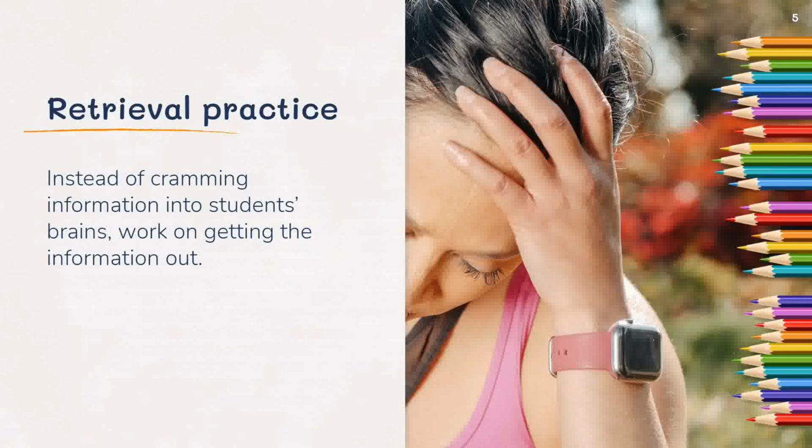Well, what neuroscience has taught us is that rather than trying to cram information into students' brains, we actually need to work on getting it out. Because a lot of these students know these things because they have been taught it in the past. And when they look at you blankly, that doesn't mean that they weren't taught how to do certain things in math, that they weren't taught about nouns and verbs. They just haven't had practice getting that information out.